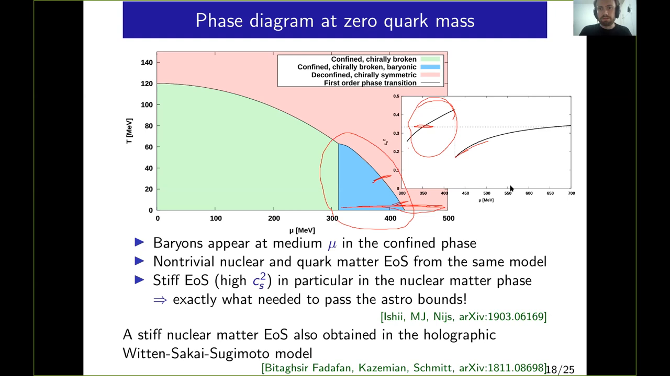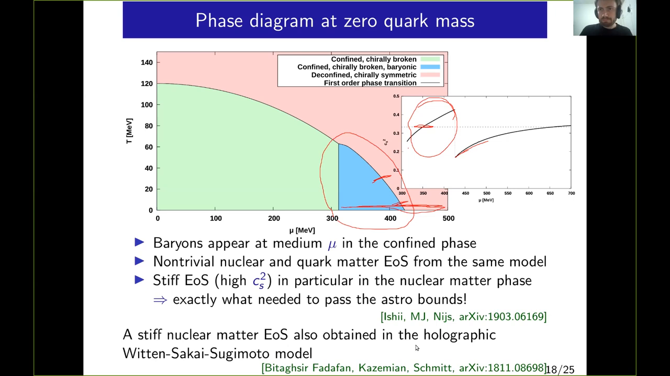And I should say that, first of all, this makes it much easier to alleviate the astrophysical bounds. So the bound of the maximum mass of the neutron star and the bound for the tidal deformability of the neutron star. And I should also comment that by using completely different methods, a stiff nuclear matter equation of state has also been obtained in the Witten-Sakai-Sugimoto model.